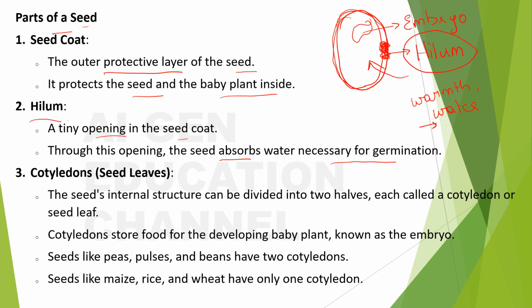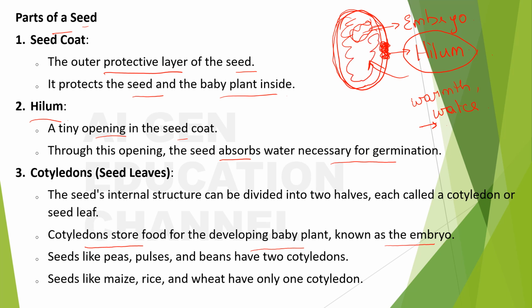What is it? Hilum. Cotyledons, also called seed leaves. The seed's internal structure can be divided into two halves, each called a cotyledon or seed leaf. What does the cotyledon do? Cotyledons store food for the developing baby plant, known as the embryo. So for this plant, the food is provided by the cotyledon.